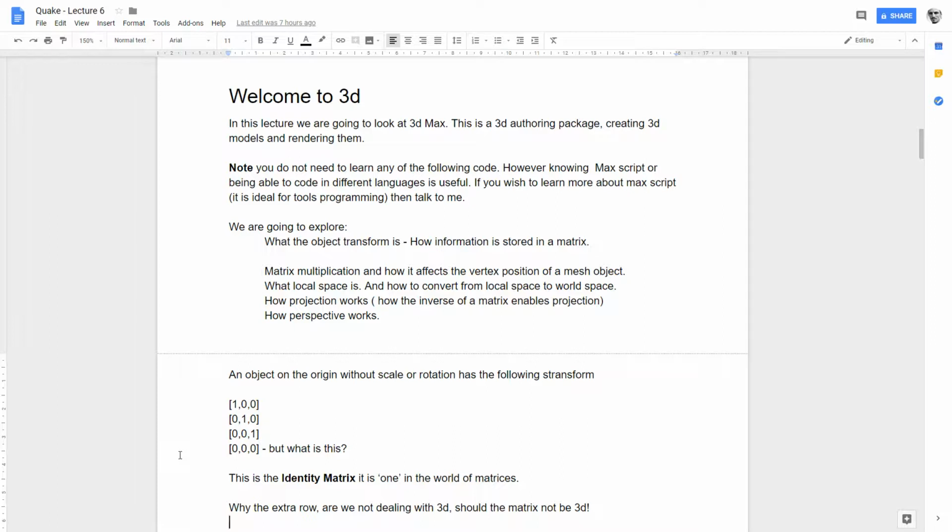So I'm going to be showing you some code. You don't need to worry about learning the code, but it is extremely useful if you can pick up something about what the code does and understand how the code is working.